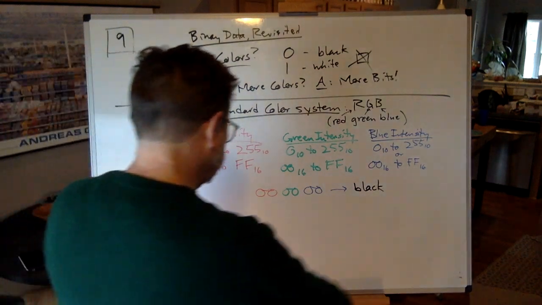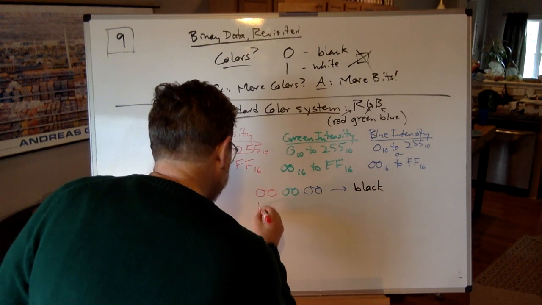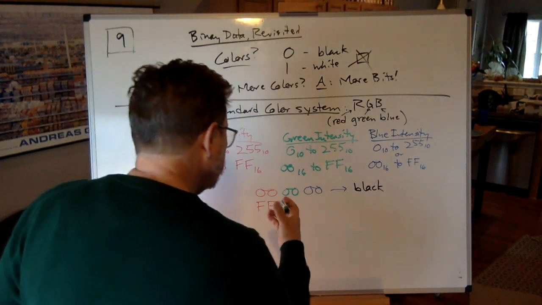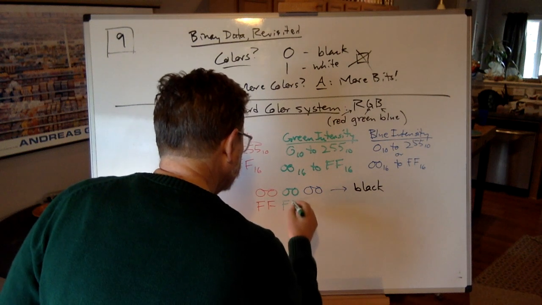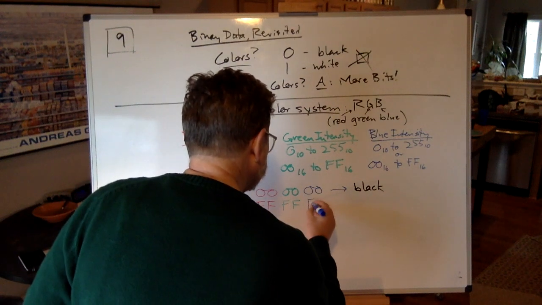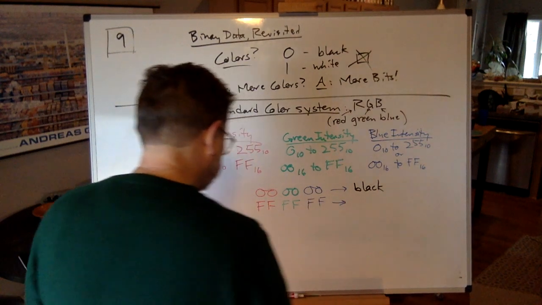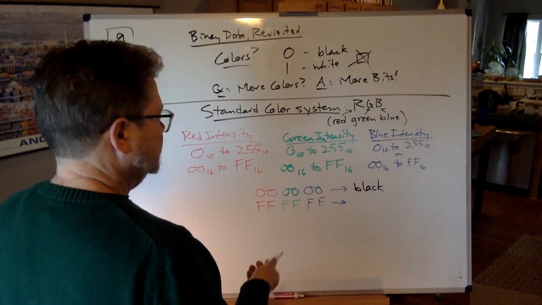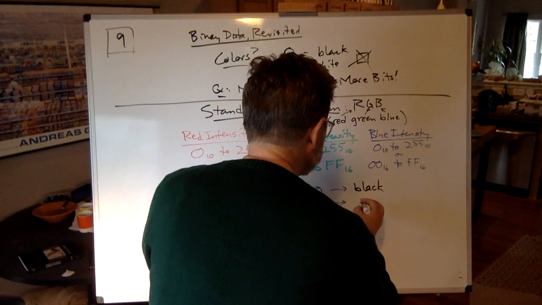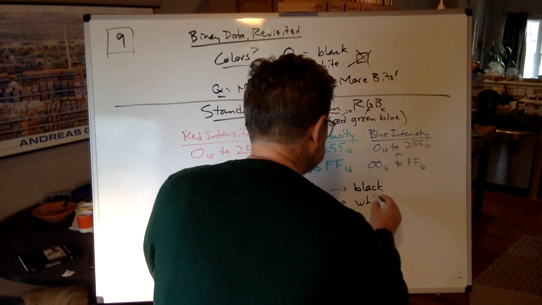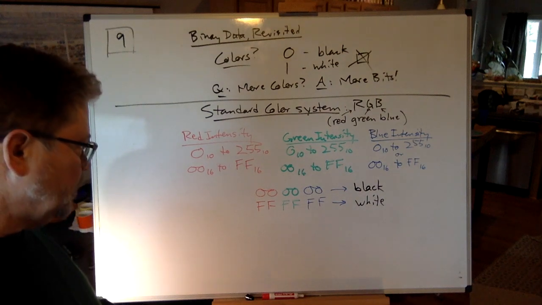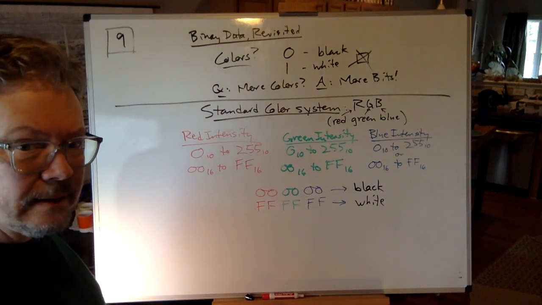What if I go the other extreme? FF, max out the red. Turn on all those little red switches. Max out the green, FF. All the blue switches, FF. Well, that's white. If you turn everything on, maximum intensity, all blended together, it shows up as white on the screen. That gets us all the way back to just black and white.